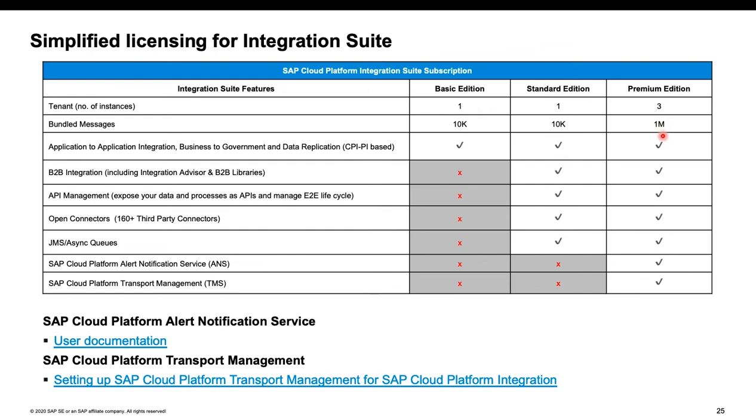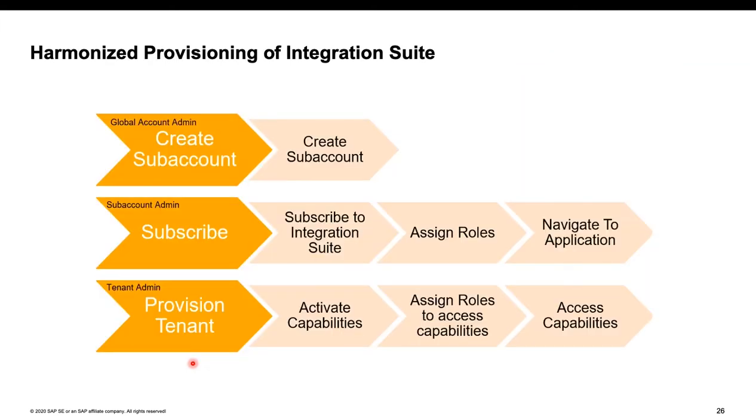Premium edition even includes 1 million messages per month, comes with 3 tenants, and also additionally offers the usage of the SAP Cloud Platform alert notification service for alerting, so you can get alerted via SMS, for example, via emails, and transport management for transporting your integration artifacts, your objects like integration packages and flows between the different integration tenants, Cloud Platform integration tenants in your landscapes.